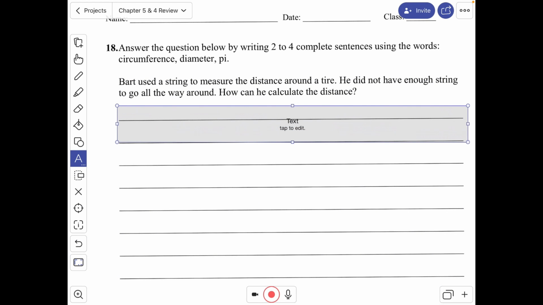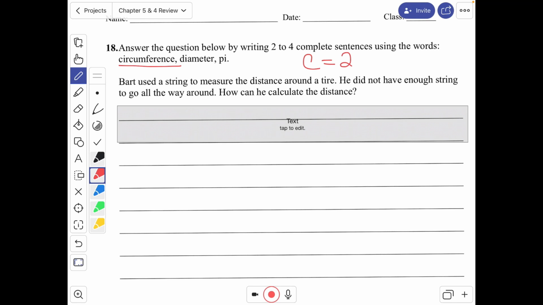Number 18. Answer the question below by writing 2 to 4 complete sentences using the words circumference, diameter, and pi. Bart used a string to measure the distance around a tire. He did not have enough string to go all the way around. How can he calculate the distance? Okay, distance around something circled is circumference. So he's trying to measure the circumference. And the formula for circumference is 2 times pi times radius, or pi times diameter.